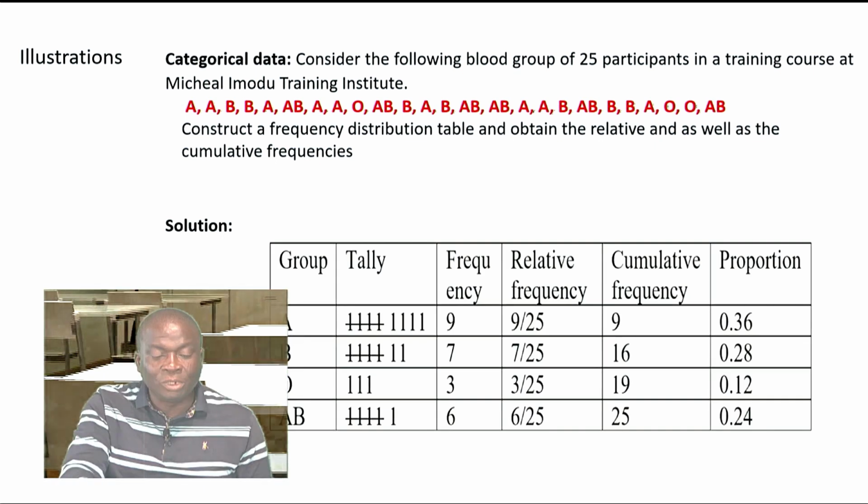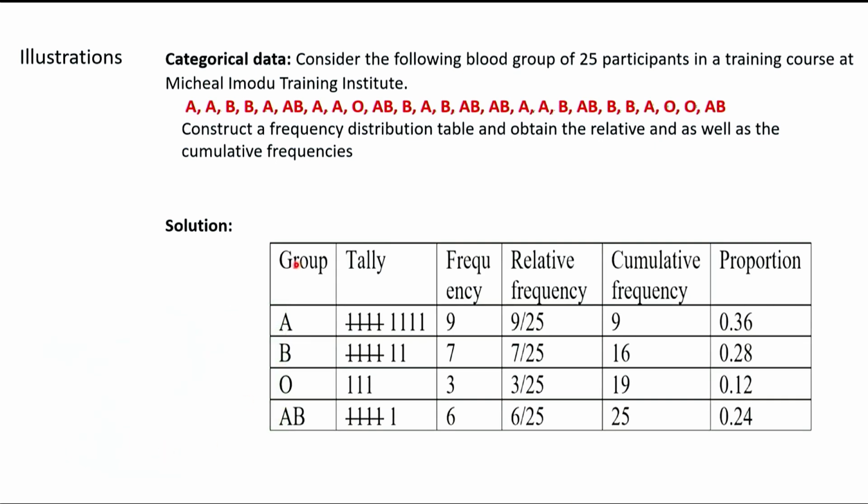From this table, you can see the groups A, B, O, and AB. For A, we have 9 of them. You can see the tally: the first one is 4, then we use 1 to cross it, that is a complete 5. This is 4, and that makes 9. The second one, B, is 7. O is 3. And the last one, AB, is 6.